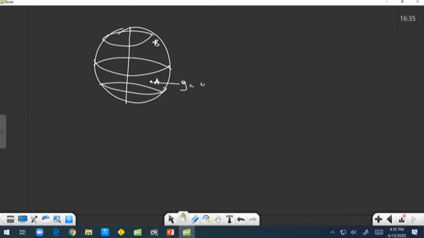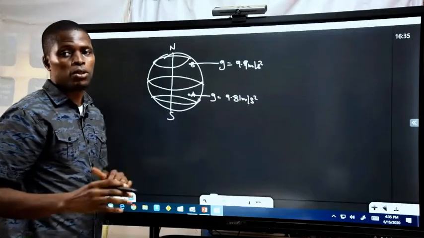Maybe g here may be 9.81 meters per second squared. But around this point towards the North Pole of the Earth, g may vary and become 9.9 meters per second squared. So the value of g varies from point to point.